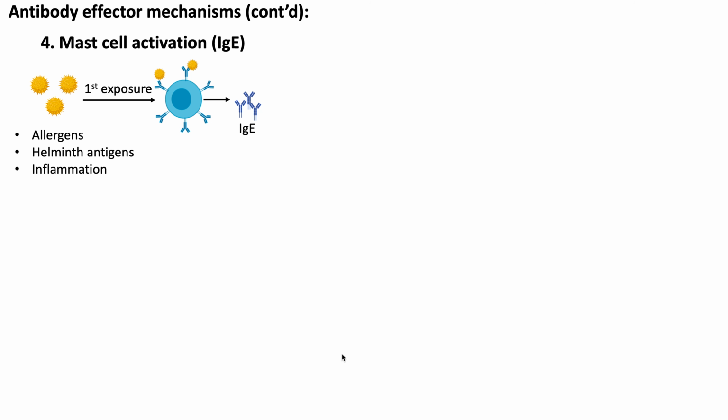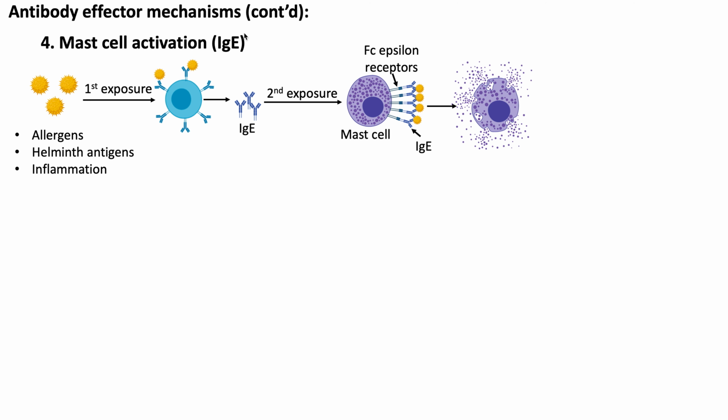Another key function of antibodies is the activation of mast cells. We haven't talked about this directly, and we will talk about this more in our type 1 hypersensitivity TBL next week. But there are a variety of antigens that can induce IgE responses. So these include many allergens, many helminth antigens, and certain types of inflammation can induce these IgE responses. And so on a primary exposure to, for example, this pollen, you can induce activation of Th2 cells that produce IgE.